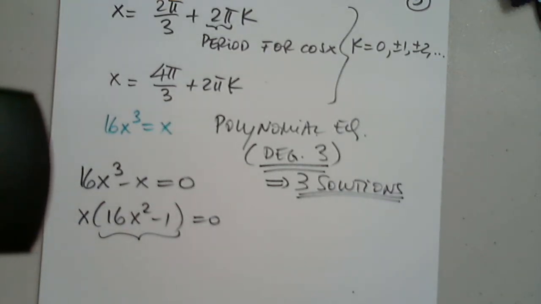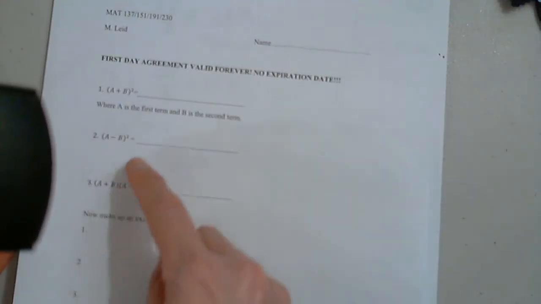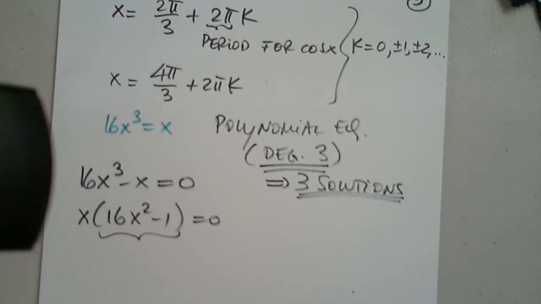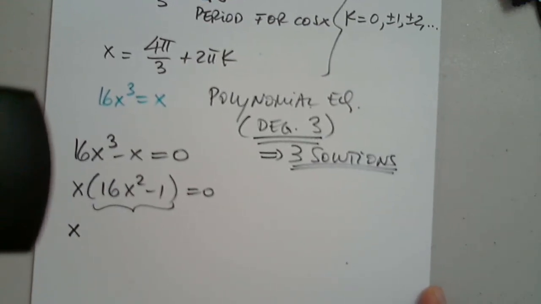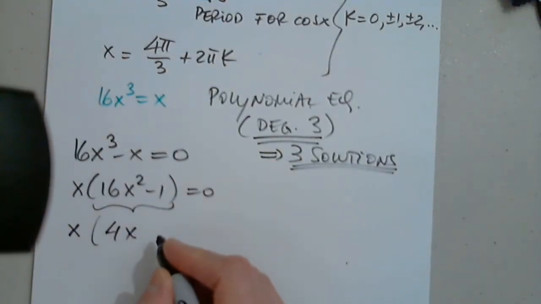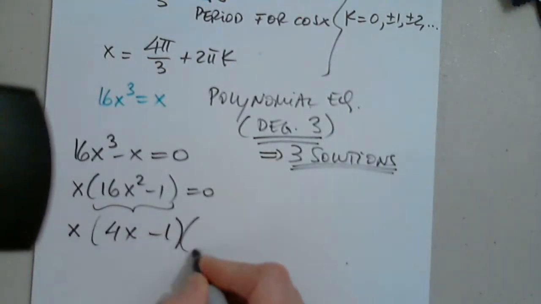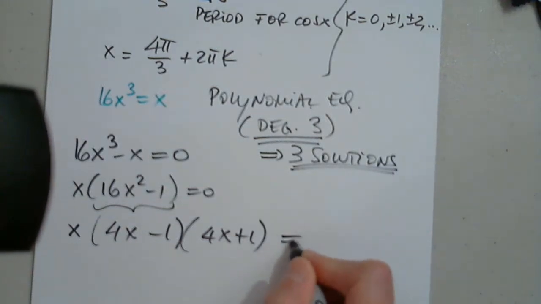And the answer is this. That's why we reviewed these 3. Can anyone tell us how to write it? Is it 4x minus 1, 4x plus 1? Excellent, thank you, Brian. Good.